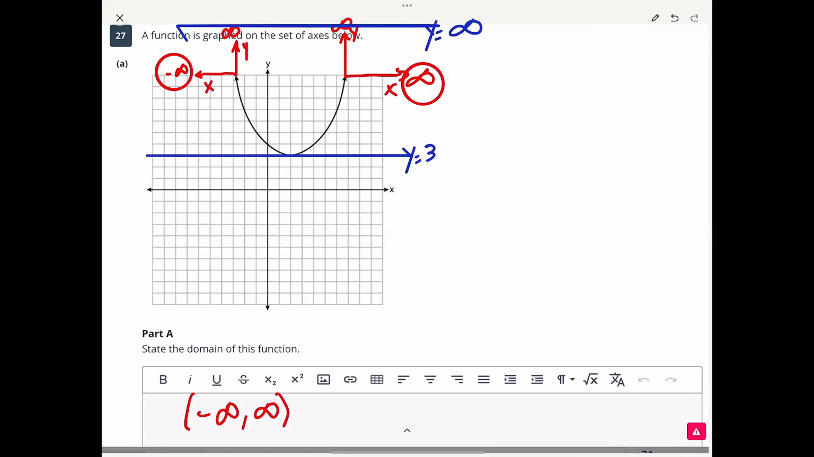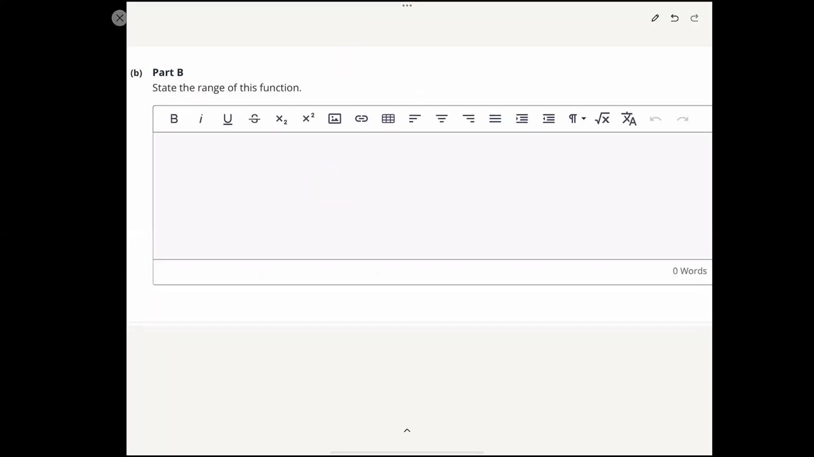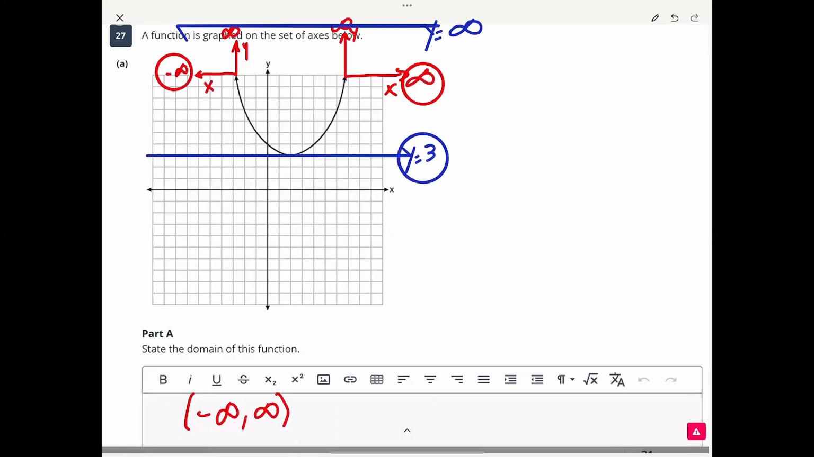So the range goes from, actually, it should be a bracket. It goes from a positive 3 to a positive infinity. So if I go back over here, we start at 3, and we go up to a positive infinity. So we write 3 with a bracket. Infinity always has parentheses. So that's it. That's what you're doing here.